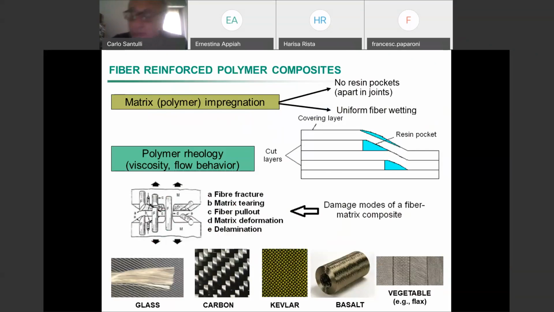Okay, and what do we need to obtain? We need to obtain fibers which are completely covered. Their outer surface needs to be completely covered with the matrix, with the polymer, and this means one other thing: that I don't need to have resin pockets. Resin pockets means places where there is just resin, and the fiber needs to be completely wet, completely impregnated, that's the word, with resin on the outer surface.